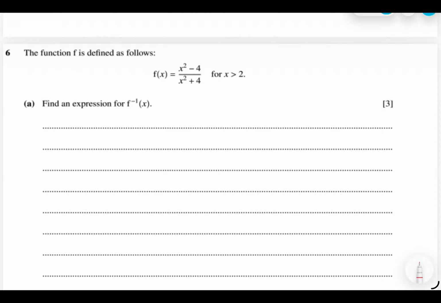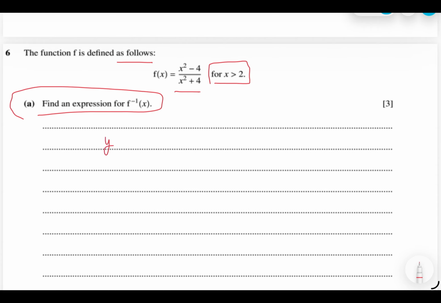Alright, got that one? Let us try to solve this question now. Okay, a function is defined as follows, for x greater than or equal to 2. We have to find an expression for f inverse of x. Okay, so now let us try to solve this question. How can we solve this question, sir? Let me explain you step by step. So we have to find f inverse x.